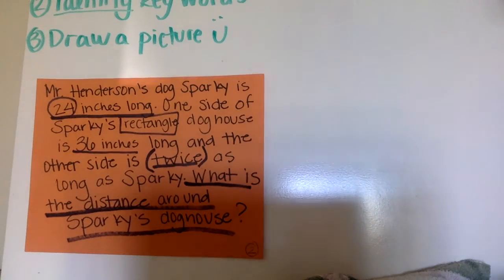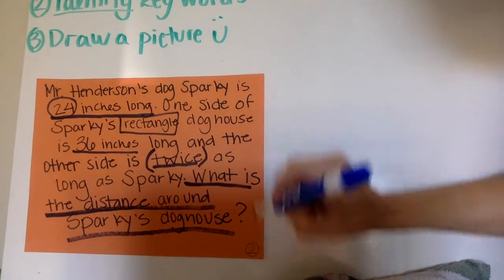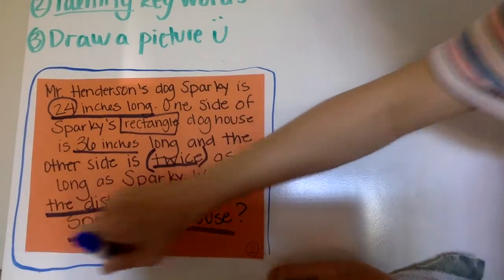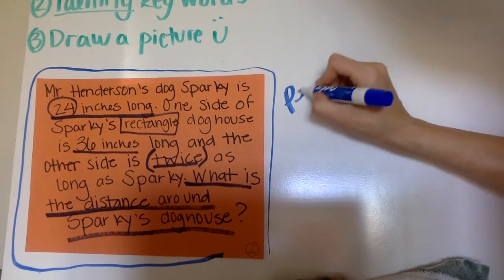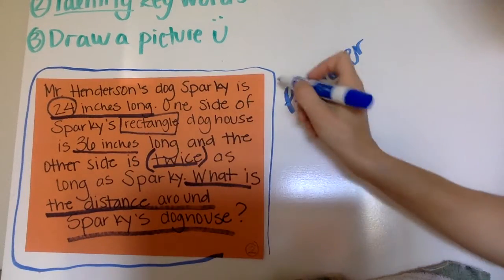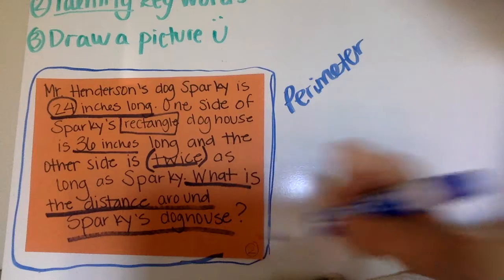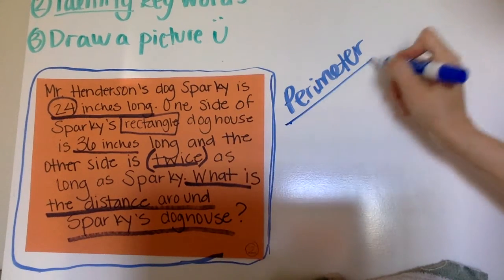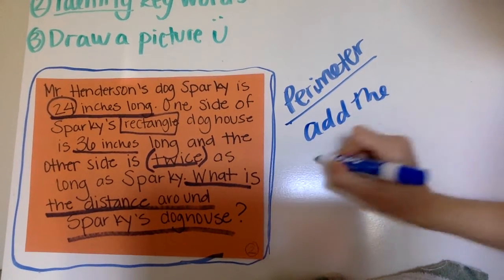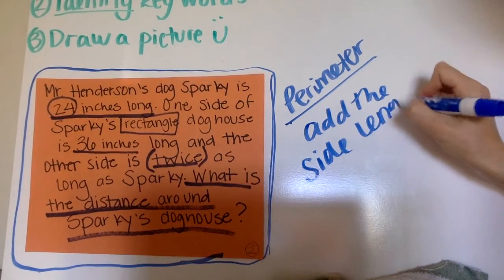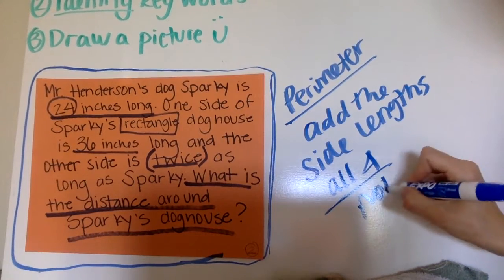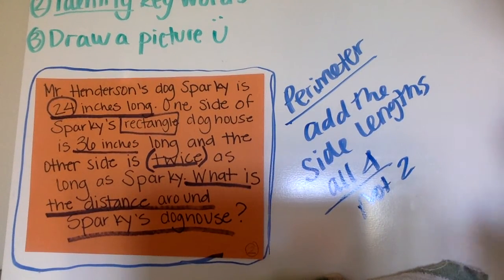Remember that perimeter is measuring the distance around something. So this question is asking us to find the perimeter. We're not looking at what's inside of the doghouse. We're looking at the size around the doghouse, distance around. So we are focusing on perimeter. And for perimeter, we add the side lengths together. All of them, all four. Not two. Don't forget, you need 4 things to add.